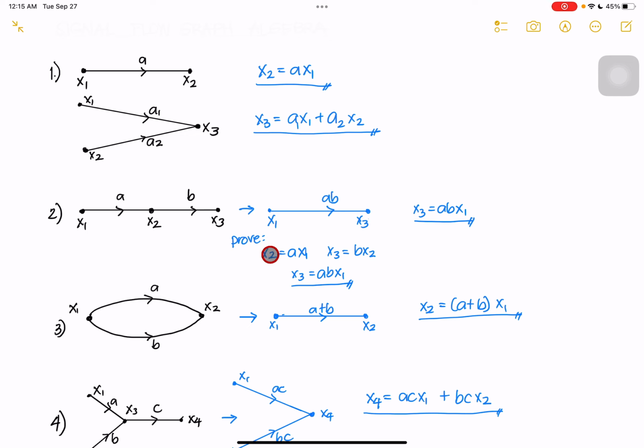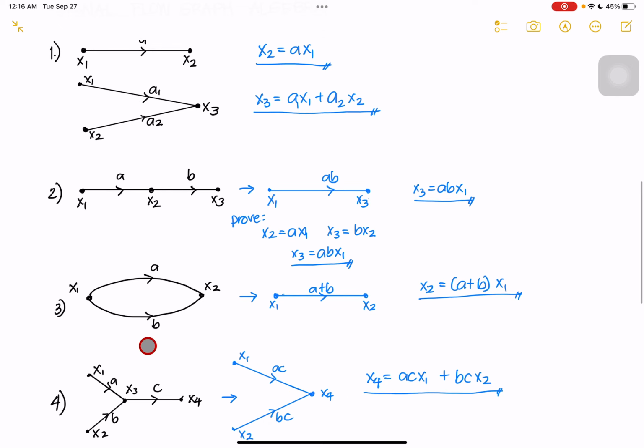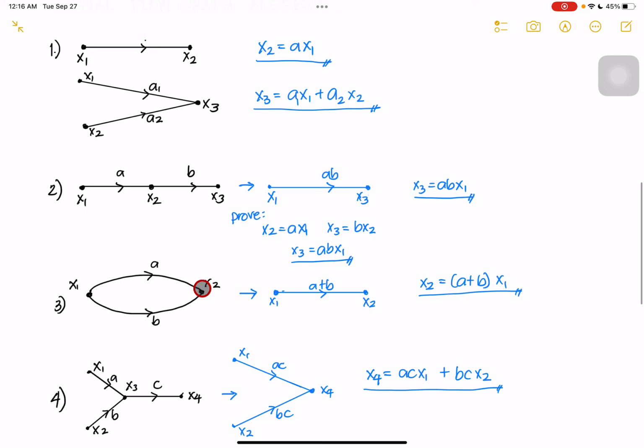So, prove. So, x2, ano ba yung sabihin ng x2? Equal siya sa A times x1. Kasi, x2 is, kapag dumaan na siya sa A. And then, yung input naman ng x3 is equal to B, itong transmittance, times x2. Okay, so substitute yung x2 here, therefore, x3 is equal to B times Ax1. So, pag nire-arrange mo siya, it's just the same. Okay, ABx1, ABx1.